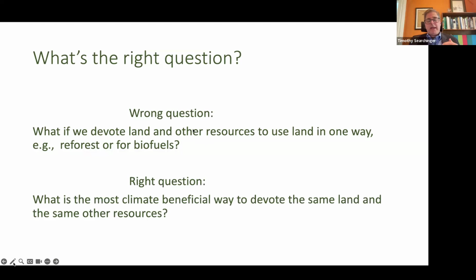What an economic model is trying to do is say, I'm not going to look at all the ways of devoting land or resources. I'm just going to say, what if we devote land to biofuels or reforestation and other things happen? Not, what if I devote the same land and the same other resources in the most beneficial way? But if we want to solve climate change, you want to use land in its best way.